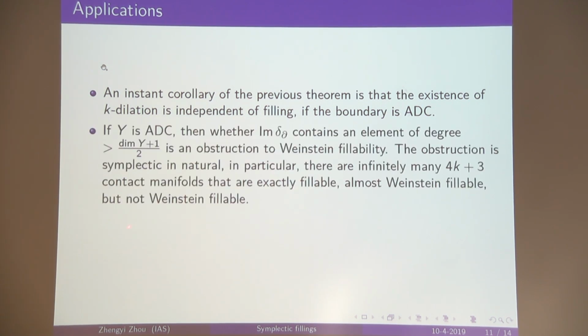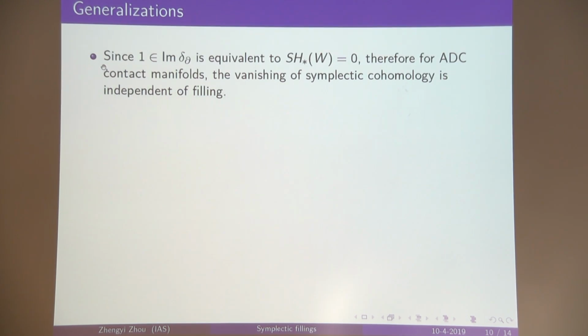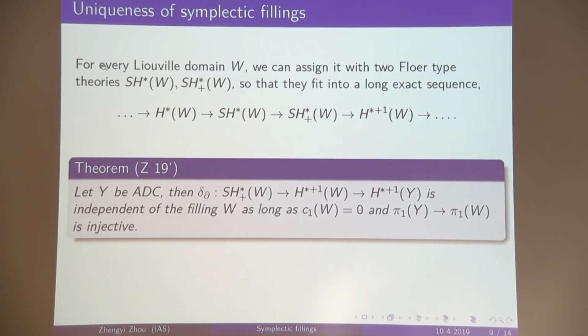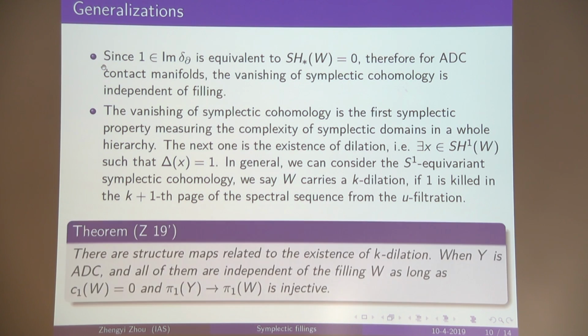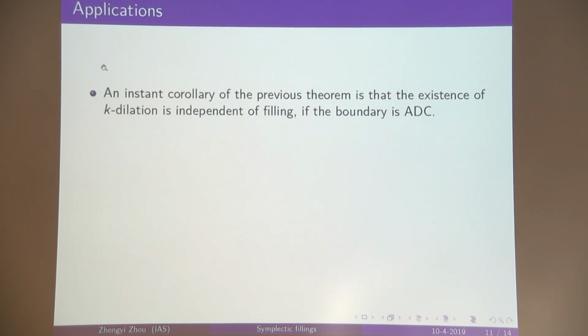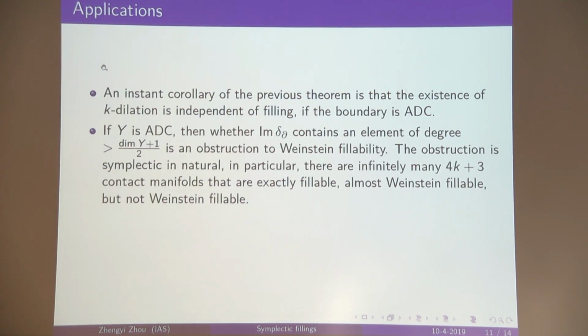And another thing is if Y is ADC, then this map, which is the first structure map, very simple here, is independent of filling. But this map factors through the middle cohomology. So if the image of this map contains something above the half dimension, that means the filling cannot be a Weinstein filling. So it provides you obstruction of Weinstein fillings. So Weinstein means you have a handle body decomposition of the filling up to like index at most half.